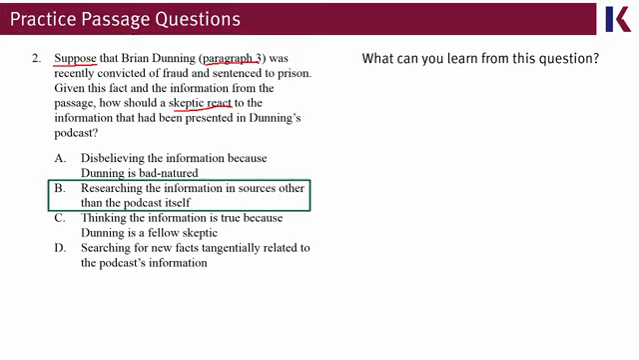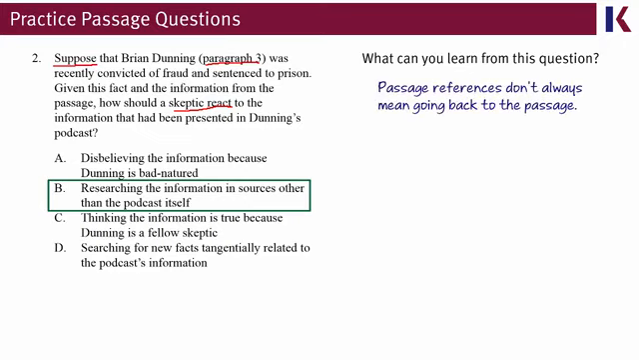One big takeaway from question number 2 is that just because we were given a passage reference, that doesn't necessarily mean we had to go back to the passage. And part of your plan step should always be, do I need to go back to the passage at all? In addition to, where should I go if I have to go back to the passage? In this case, the answer was no. We don't need to go back to the passage to answer this question. So don't reflexively go straight back to the passage.